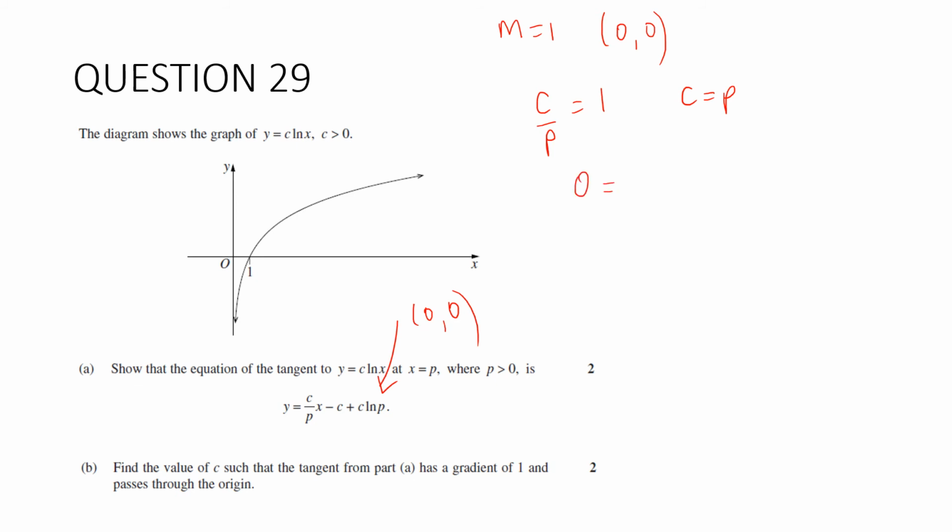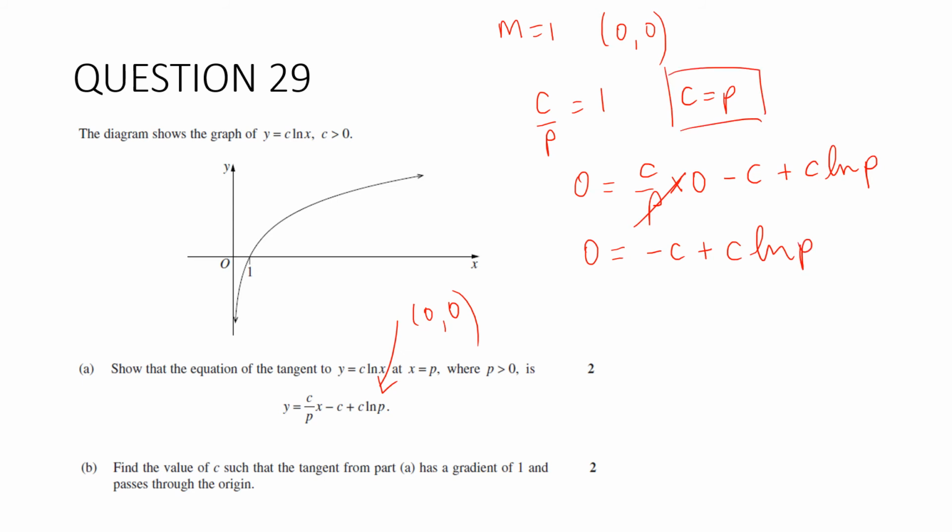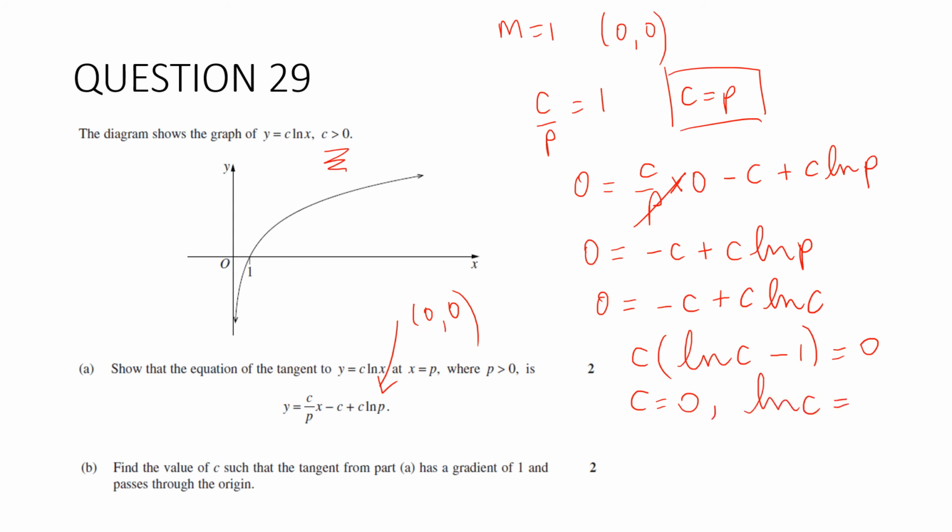So 0 is equal to c on p times 0, take away c plus c ln p. Well, it's gone. So 0 is equal to negative c plus c ln p. Now we know that c is equal to p, so 0 is equal to negative c plus c ln c. And just tidying that up and factorising, I get c outside of ln c take 1 is equal to 0. So either c is equal to 0, which it can't be, or ln c is equal to 1.